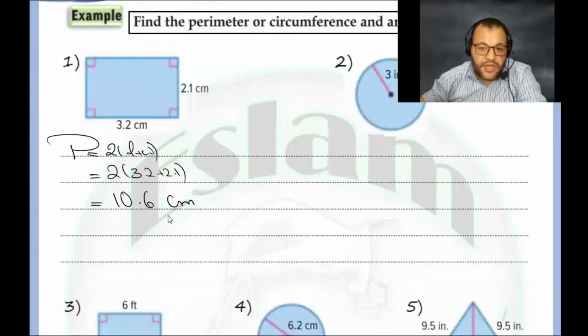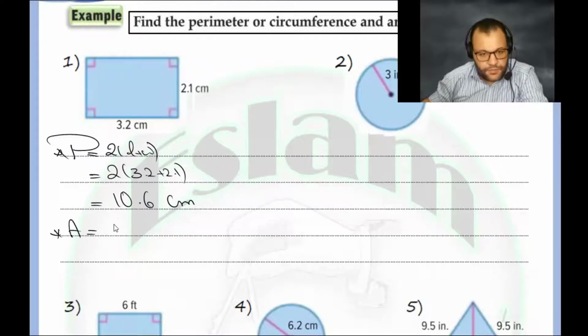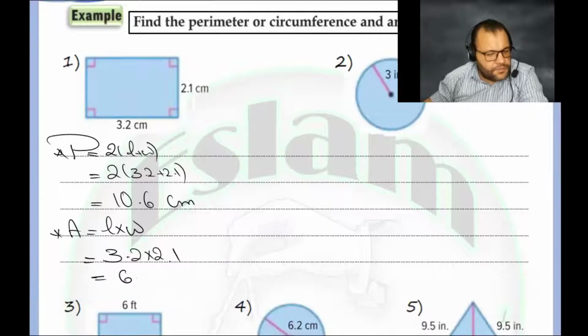Centimeter. For the perimeter, it will be length units. But for the area, it's length times width, so it will be 6.72 centimeters squared. Yes. For the area, it must be a squared unit, which equals 6.72.